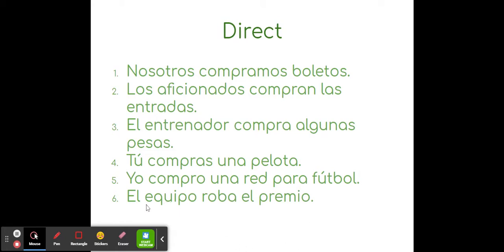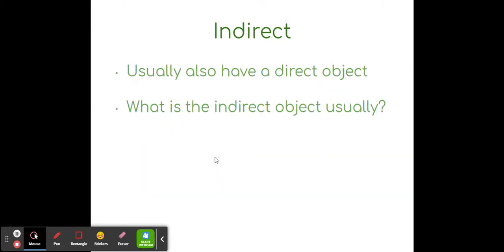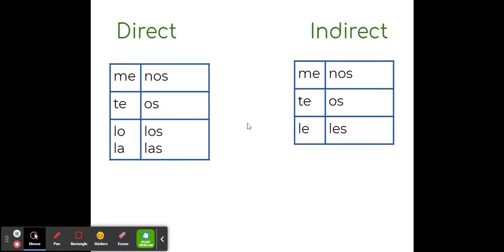Or here, the team steals the prize, or like they steal it from someone, then that other person could be the indirect object. Or like you buy a ball, maybe it's like you buy the girl a ball, girl would be the indirect object. So then when we have an indirect object coming up, there'll be an extra pronoun from the me, te, le, nos, les chart.